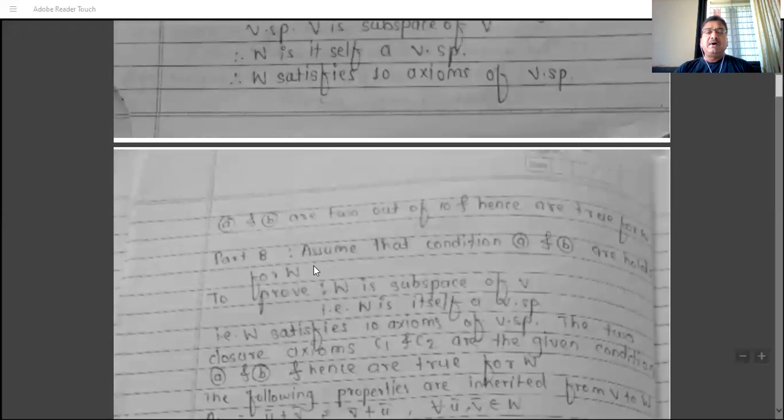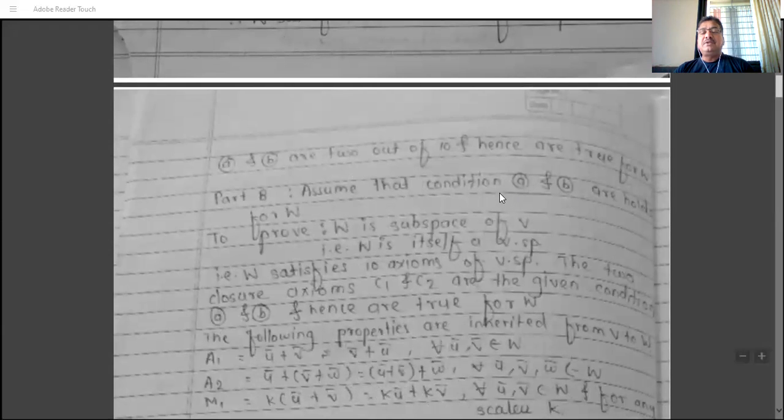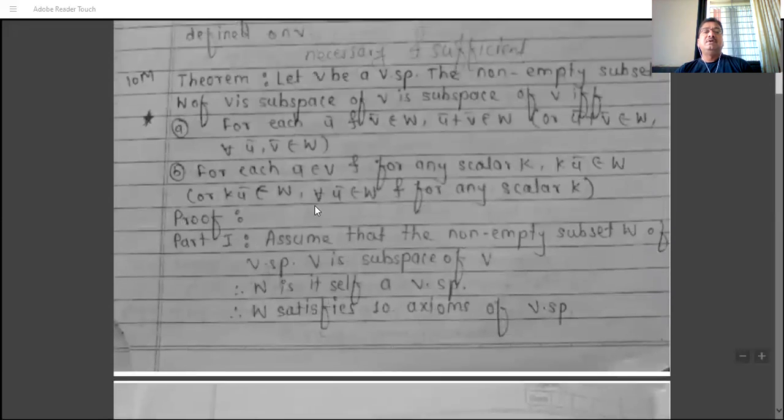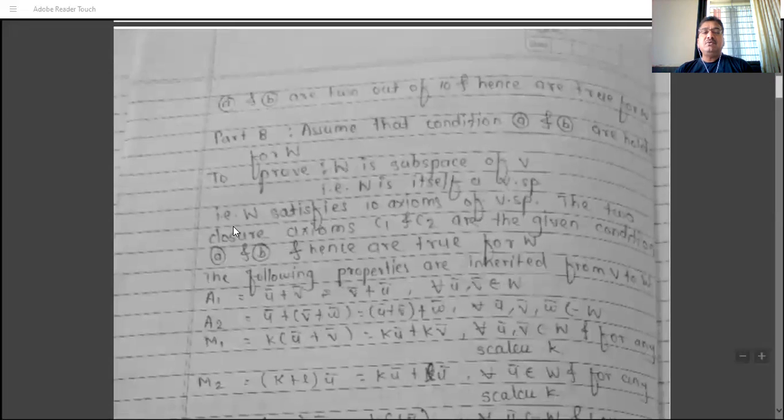Now in part two, part B, this is called the sufficient part. The first part is the necessary part. Now the sufficient part. Assume that the conditions A and B hold for W, or are true for W. We assume this. And now what do we have to show? We have to prove W is a subspace of V. In this part, we assume that the conditions A and B hold for W, and to prove W is a subspace of V, that is, W is itself a vector space of V.